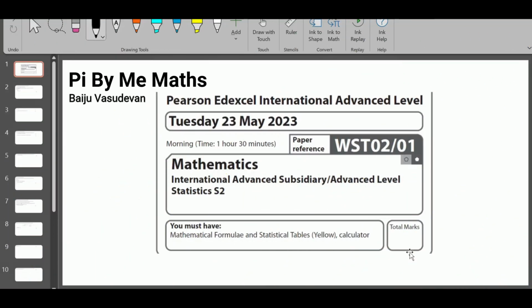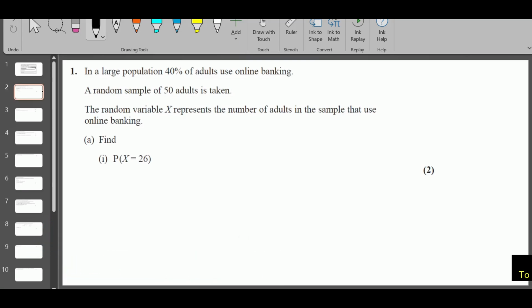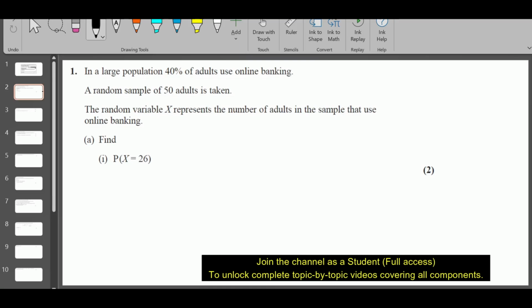This is WST02. Here we are solving the May June 2023 Statistics 2 paper. Let's look at question number 1. In a large population, 40% of adults use online banking. A random sample of 50 adults is taken. The random variable X represents the number of adults in the sample that use online banking.